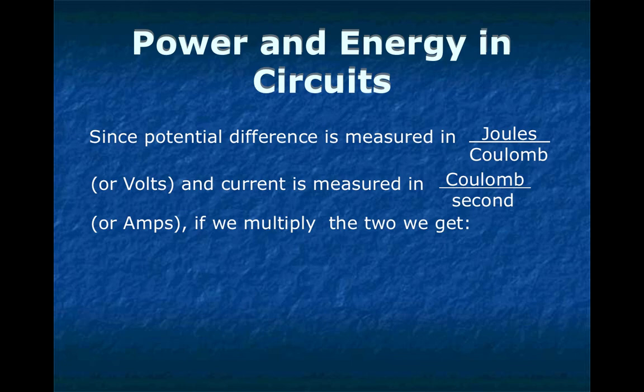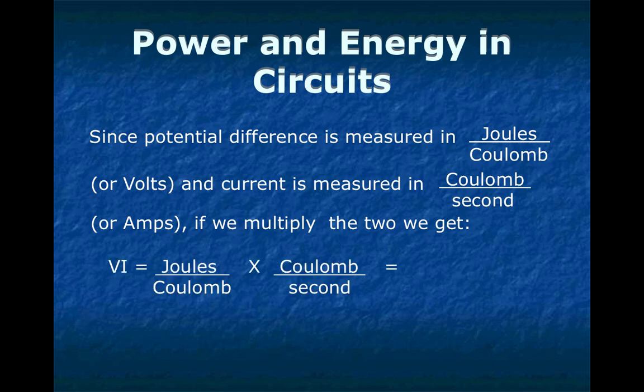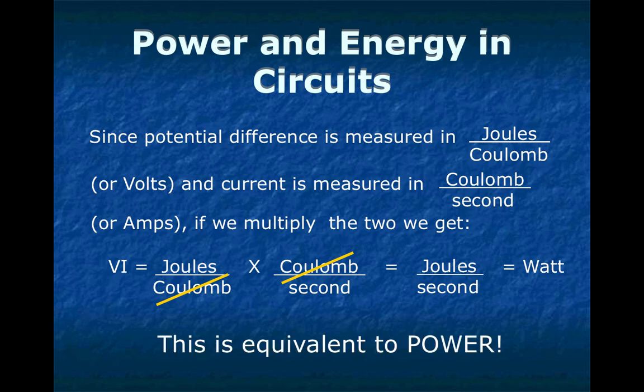If we multiply these two things together, a joule per coulomb times a coulomb per second, we get coulombs that are going to cancel, and we're left with joules per second. So this is energy per time, which, if you remember when we talked about power and energy, is equivalent to a watt. And watts measure what? Power. So this is equivalent to power.